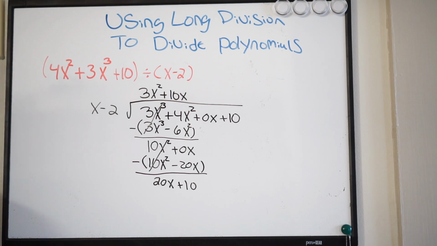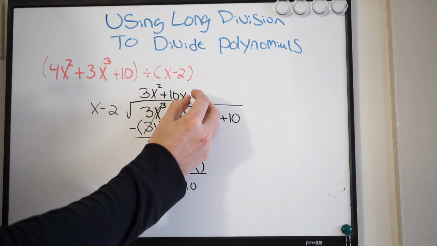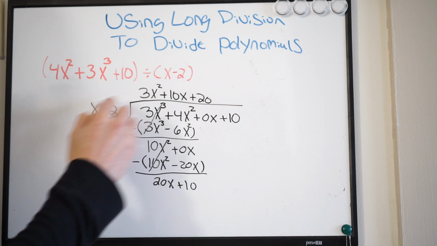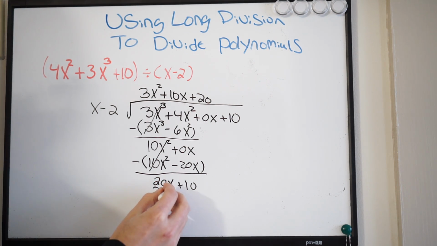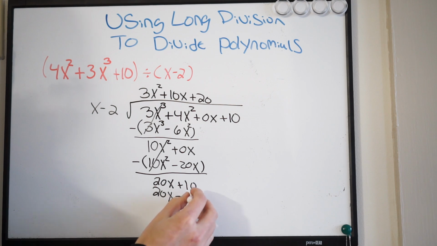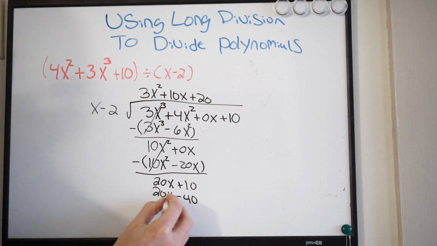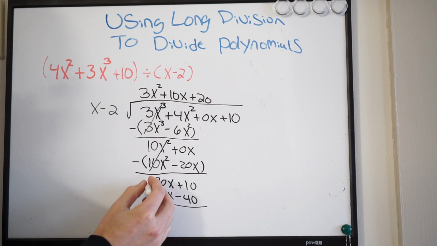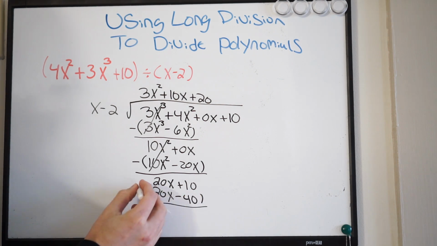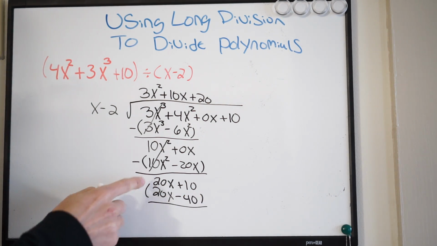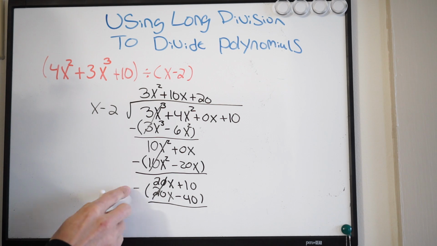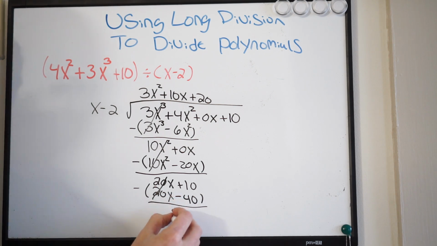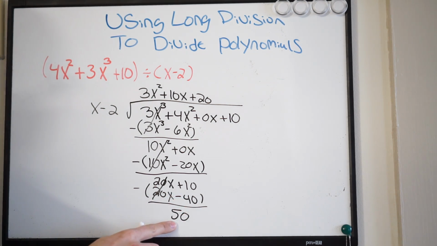Almost done. Now we're simply just going to multiply by plus 20. 20 times x, 20x. And then 20 times a negative 2, well, that's negative 40. Okay? And then same thing, put it inside parentheses. Well, when we distribute here, I guess we'll just cancel. And again, negative times negative, that's positive 40 now. So positive 10 and positive 40, that is 50. So you have a remainder here.